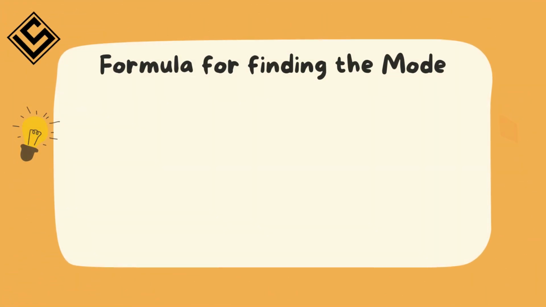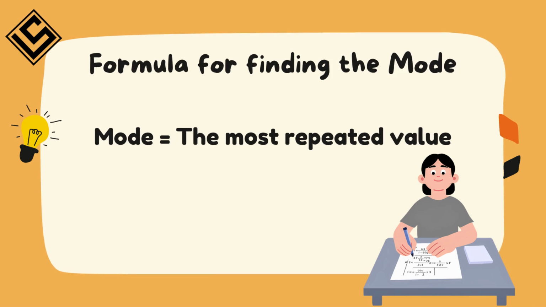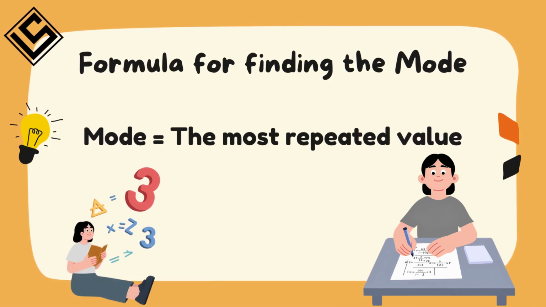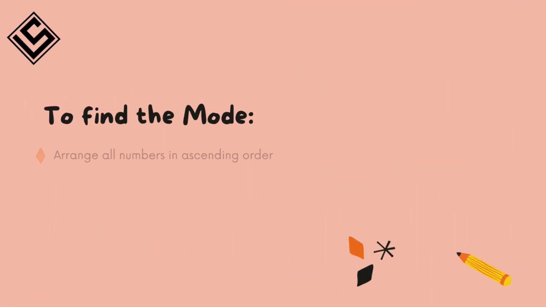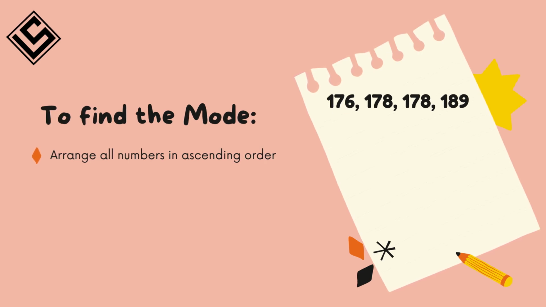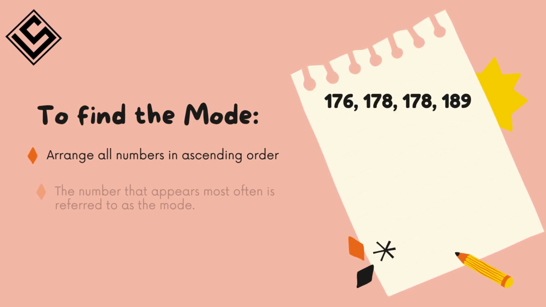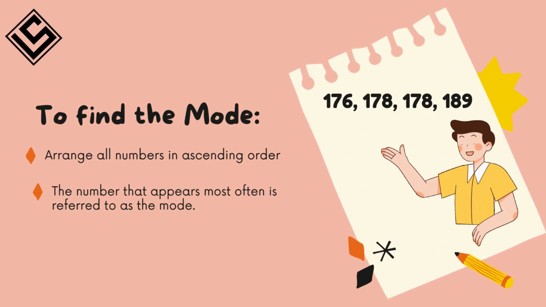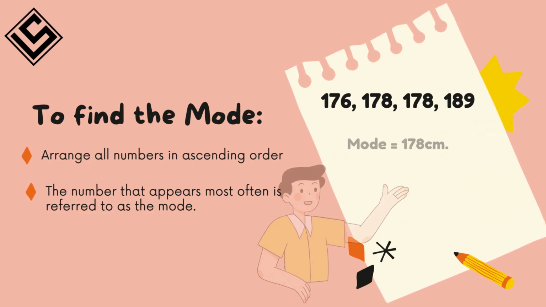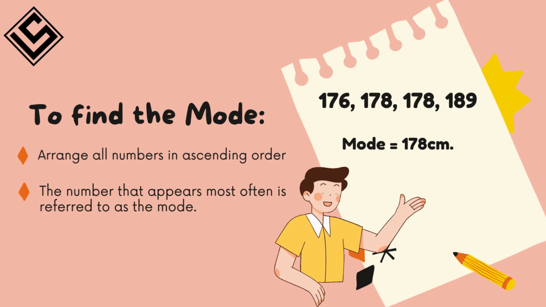Finding mode. Now, let's find the mode. Unlike mean, there is no specific formula for finding mode. We simply look for the value that appears most frequently in the dataset. In this example, the height values are already arranged in order: 176, 178, 178, and 189. Here, we can see that 178 centimeters appears twice, while all other values appear only once. Therefore, the mode of this dataset is 178 centimeters.